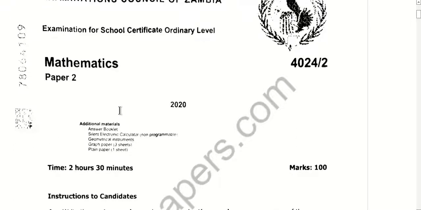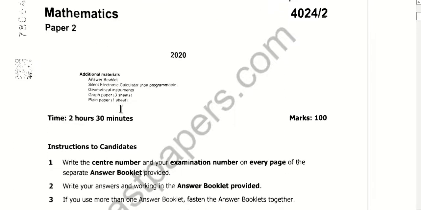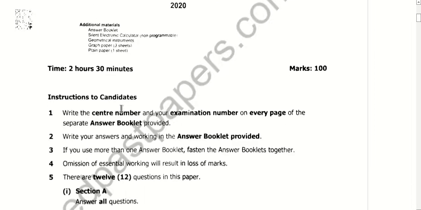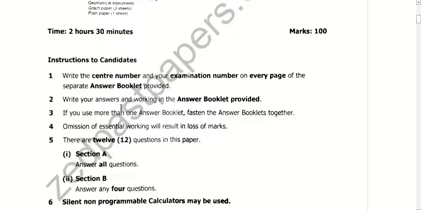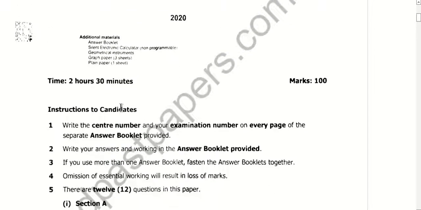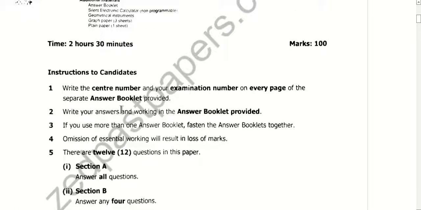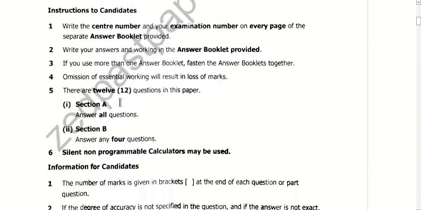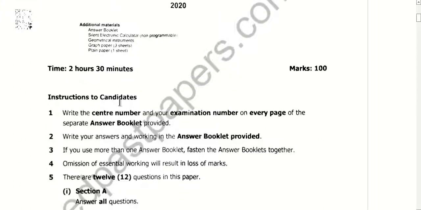Okay, welcome to Math Grade 12. We'll be doing Mathematics Paper 2 for 2020. This paper has been downloaded from setpastpapers.com, so for reference, you can go and download this past paper. If you've not been exposed to past papers, this is page 1.